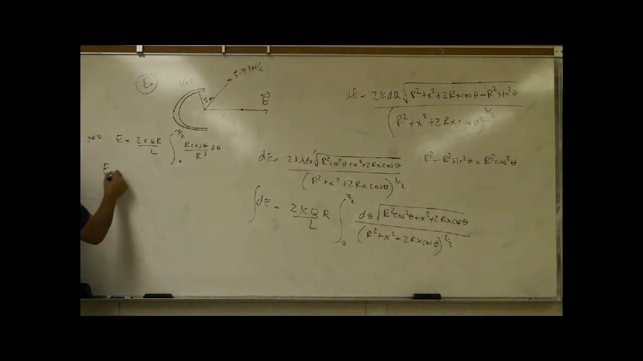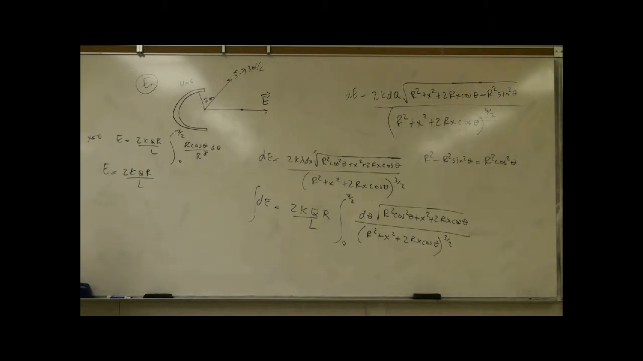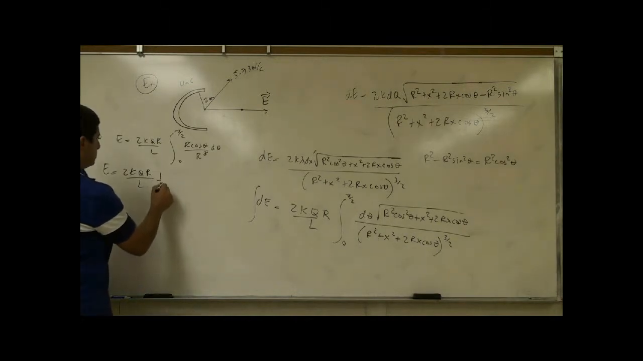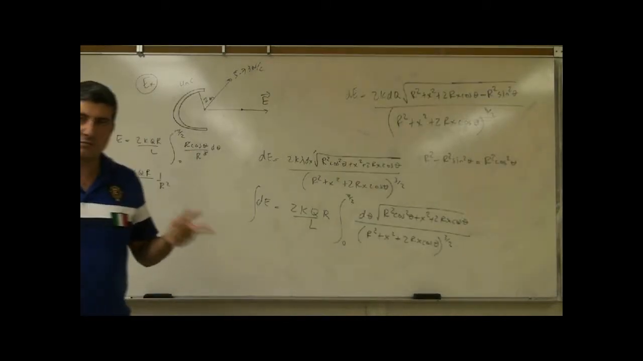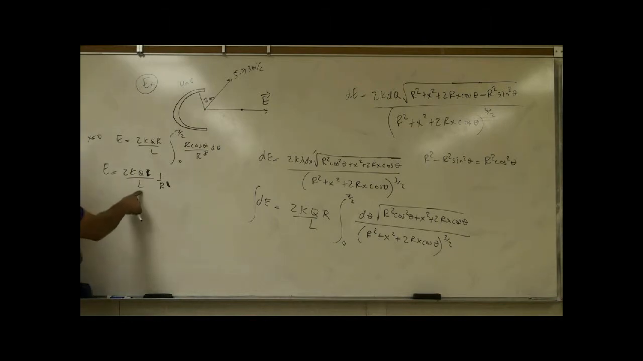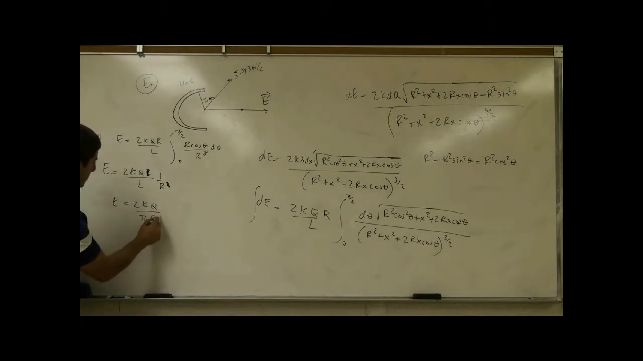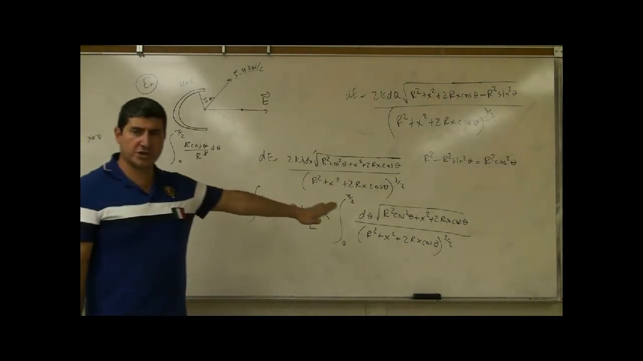Now notice what's going to happen. You're going to get 2kQR over L. R and r cubed is going to be just 1 over r squared. The integral of cosine theta from 0 to pi over 2 is just 1. So you basically have r cancels. L is equal to pi r, and then you have pi r squared. That was the electric field at the center of the circle. So the equation works for x is 0.